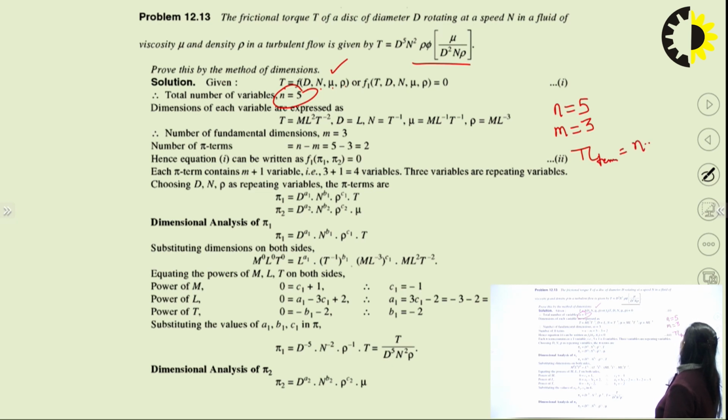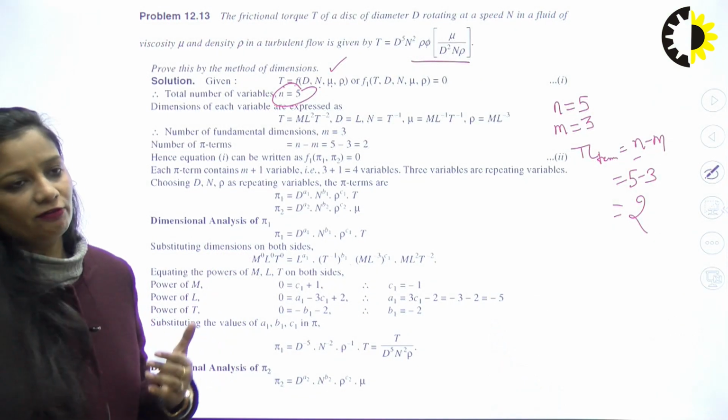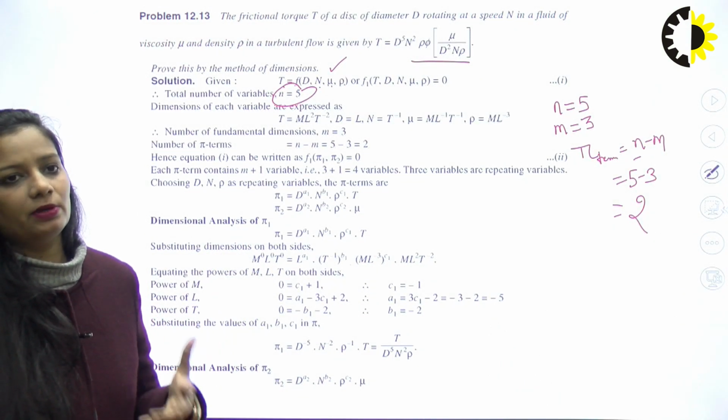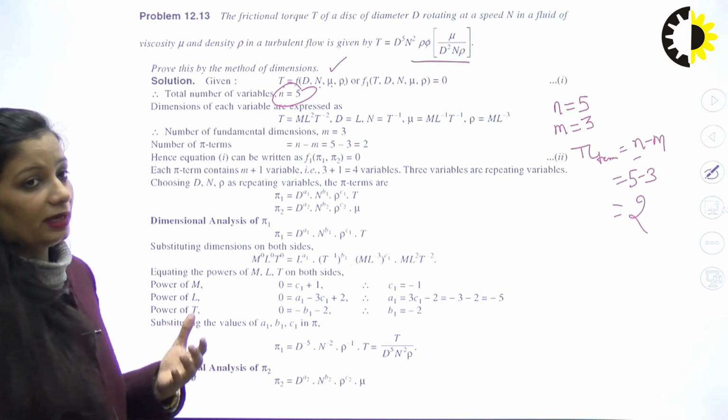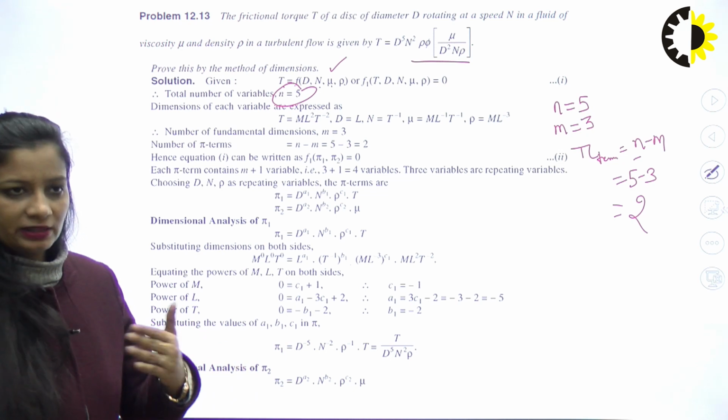Will be your n minus m, that is 5 minus 3, equal to 2. So the number of pi terms will be equal to n minus m, 5 minus 3, that is equal to 2. Now obviously you need to formulate only 2 pi terms. Again, we have to take repeating variables in a particular manner, that you need to take the first geometric, then flow property, then third is fluid property.